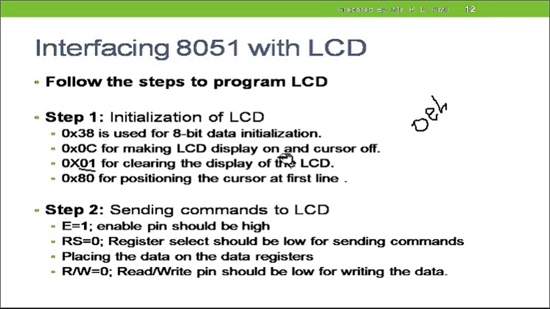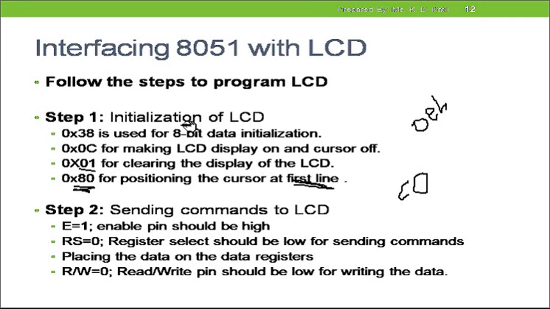0CH is used for display on and cursor off, but I want the cursor to be on, so for that the 0EH command code will be used. Then, as I told you, there are 2 lines available on our LCD screen. Now at which line do you want to display our data? I want to display our data on the first line. If I want to display the data on the first line, then the 80H command code should be sent. If you want to display the data on the second line, then the C0H command code should be sent.